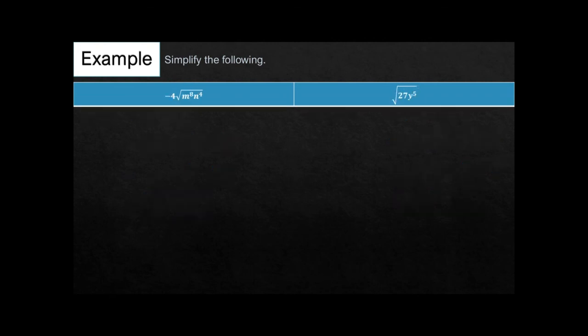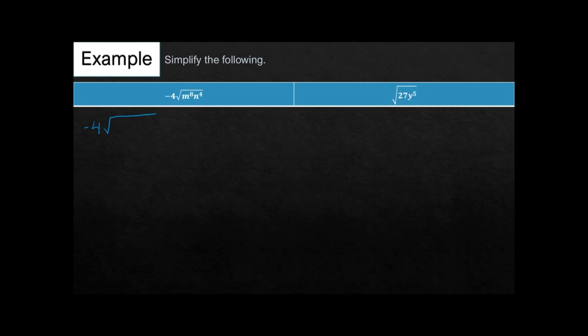Okay. Now let's start combining the numbers with the letters. That's how we naturally go as we get more complicated. So on the left here, I have a -4, and then the square root of m to the 8th, n to the 4th. So we're going to just follow the same rules we've been doing.